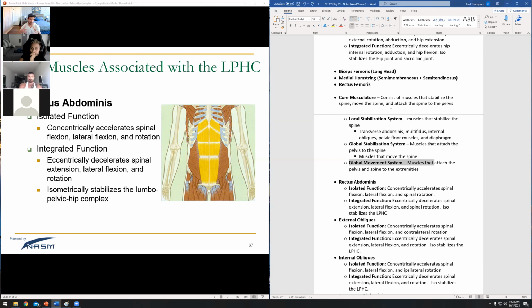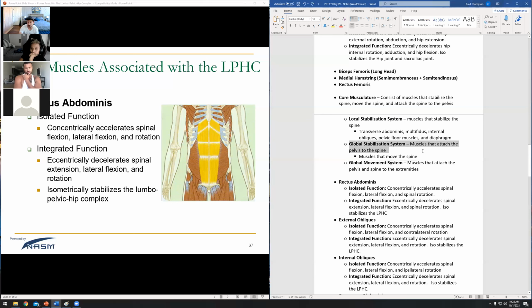That's the local, closest to the middle, stabilization system. These are all the muscles that stabilize. Remember I mentioned there's going to be only one muscle on our list, for the most part, that won't say concentrically accelerate so-and-so. These are those muscles. They're going to stabilize everything. They're not really moving anything around. They're just there to create stability.